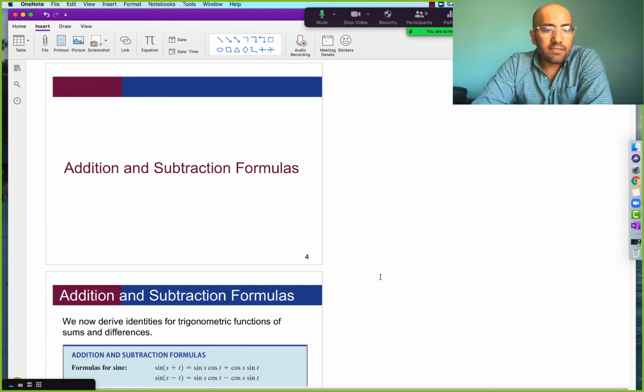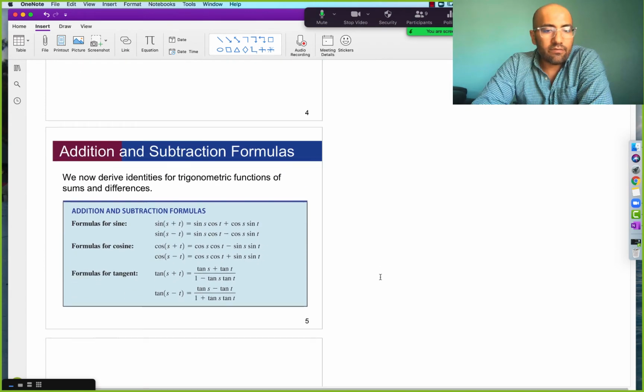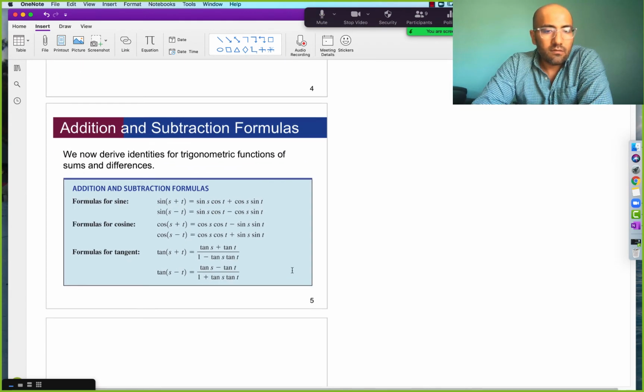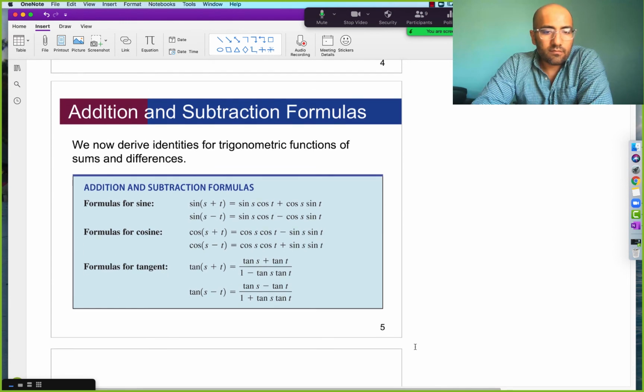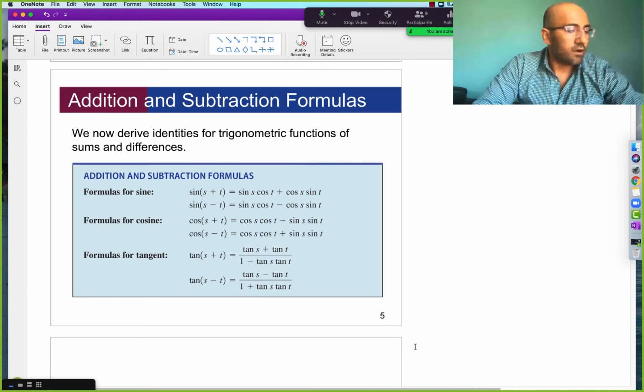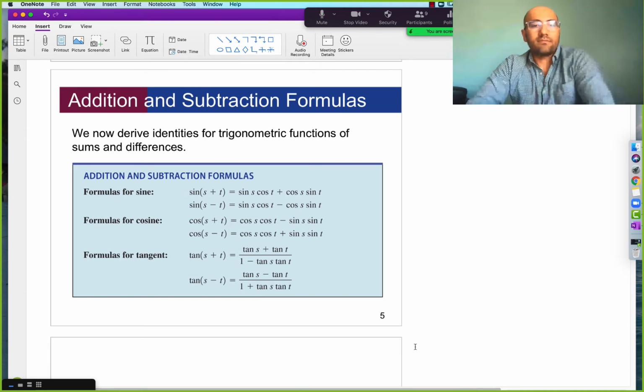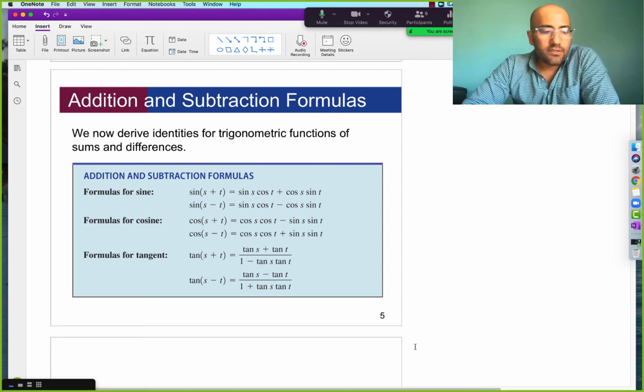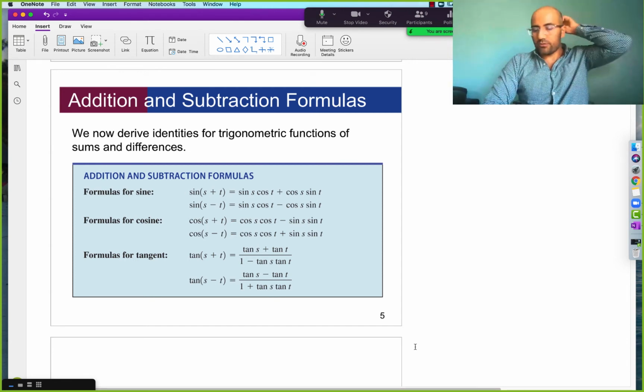So the addition and subtraction formulas are as follows. Here they are. And so remember that S and T in this case are angles or lengths of a curvature of a unit circle in the case of a radian. Same thing. Okay, so let's show one of these is true.